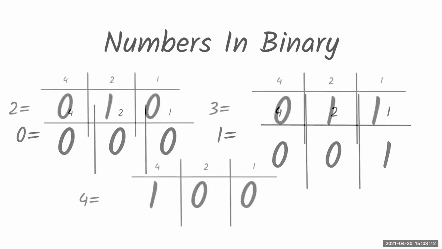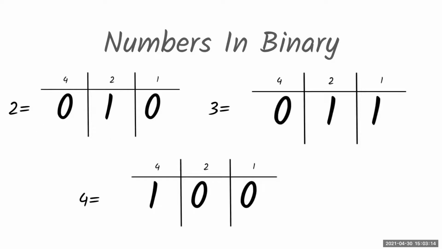So now if we look at more numbers in binary, we can see that 2 would fall under the twos column. So it would be 0, 1, 0. So this is how you represent 2 in binary. And 4 in binary, it would be a yes under the fours column. So it would be 100 in binary.